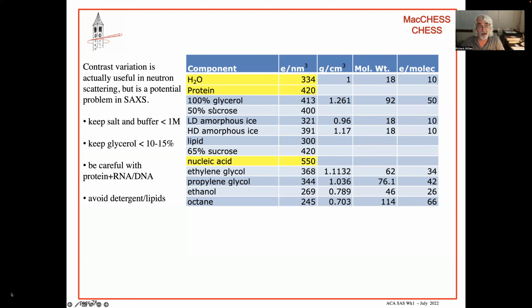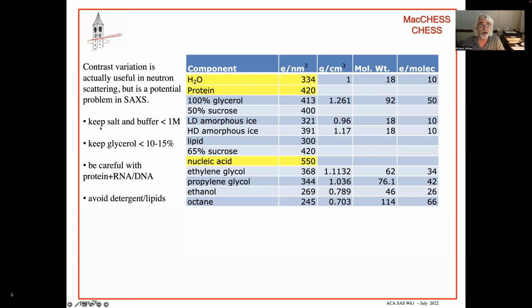Now, suppose I have a solution of 65% sucrose at 420 electrons per cubic nanometer. Look at that. It's the same as protein. So what's going to happen if you look at protein in a sucrose solution like that? You're not going to see anything. So the bottom line is that low contrast is not a good thing. You want as much contrast as possible.